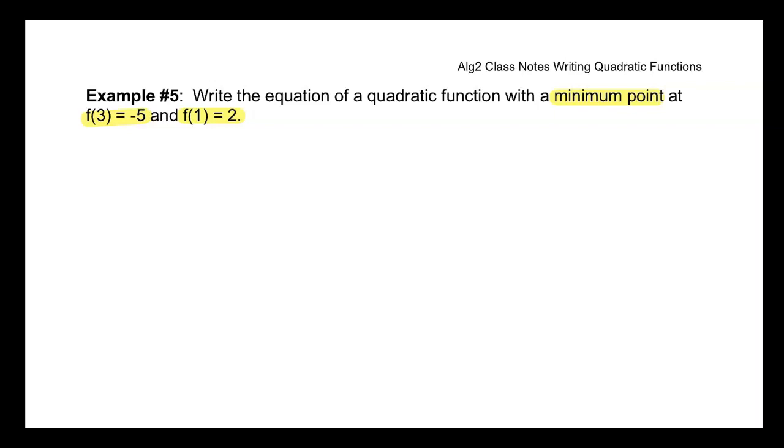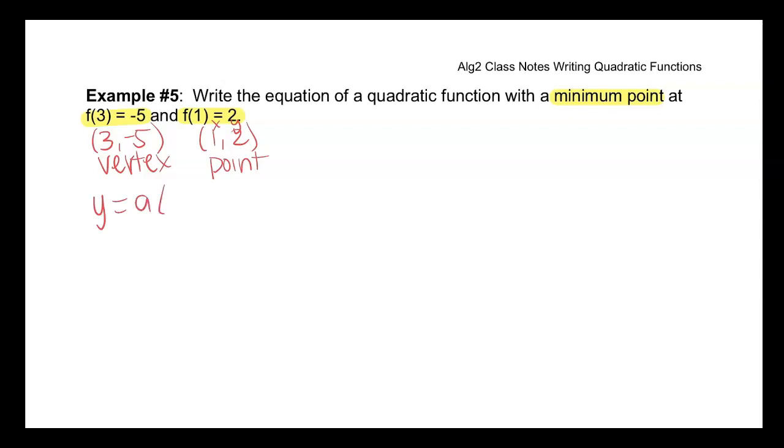The first coordinate, which is 3, -5, is your vertex. The second coordinate, which is 1, +2, is just your regular point. This is your x, this is your y. When you're reading this out, when it says the minimum point at here, don't read any further. This is your minimum point. The one that's behind it is just a regular coordinate that's on your quadratic function. Take this information and let's substitute it into vertex form.